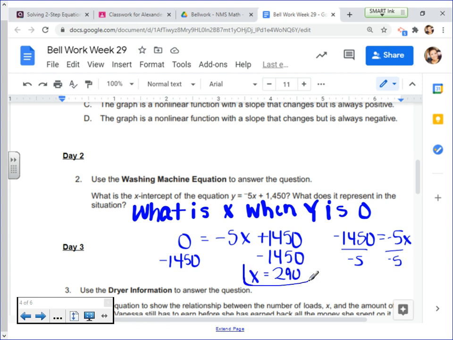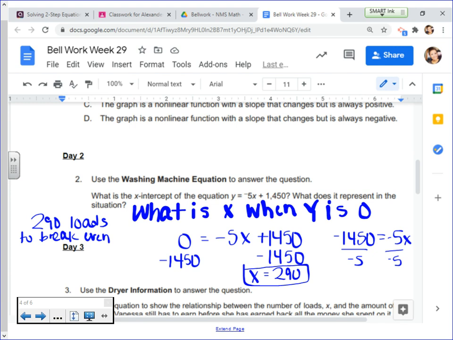And they also said, what does this number mean in the situation? Well, if you go back up to number 1 and read through, it says Vanessa buys a large washing machine and a new large dryer. She wants to determine how many loads of laundry, or x, it will take before she has earned back the money she has spent on each machine. So this means she would have to do 290 loads of laundry to break even. So she doesn't owe any money after she does 290 loads of laundry. So that's today's bell work.